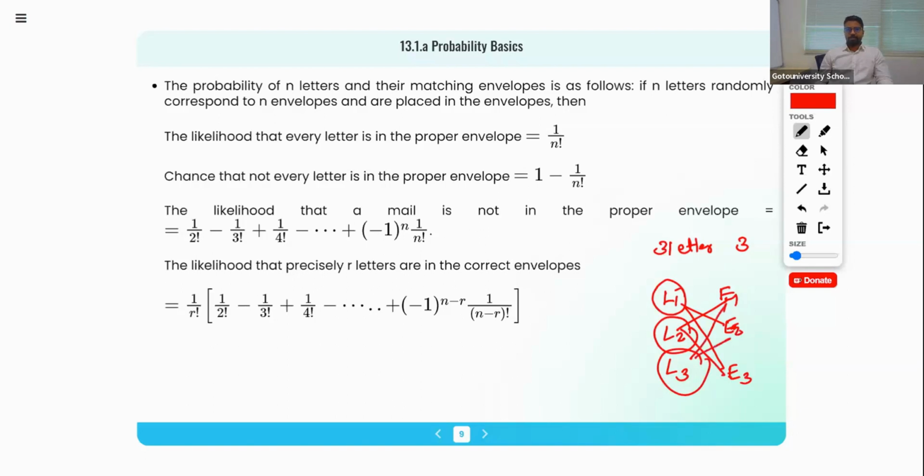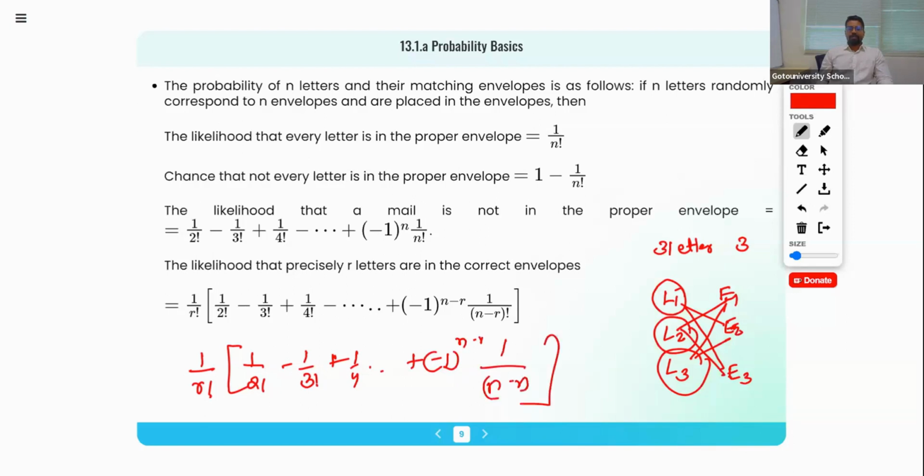That's called derangement. So according to this formula, the likelihood that r letters are in the correct envelope is 1 by r factorial times (1 by 2 factorial minus 1 by 3 factorial plus 1 by 4 factorial, until (minus 1) power n minus r into 1 by (n minus r) factorial). If I substitute r is equal to 2 now, what will happen is 1 by 2 factorial.